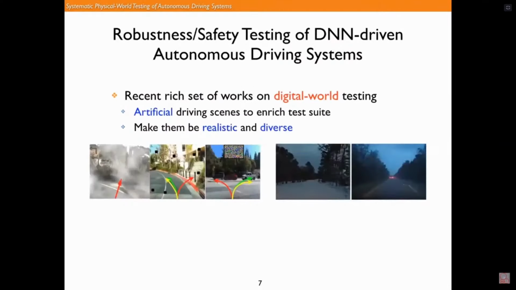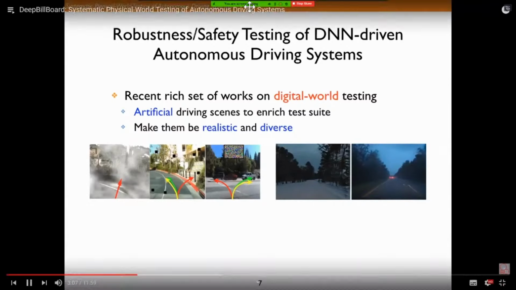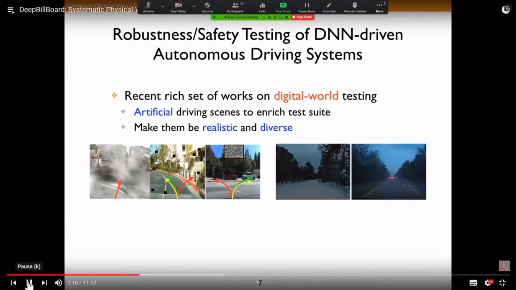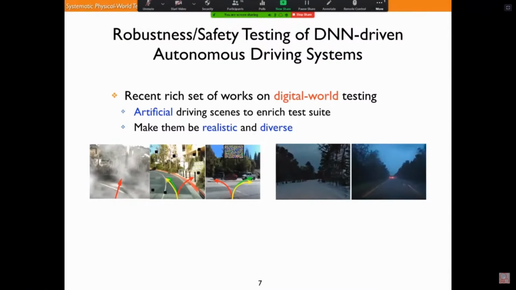And indeed, there has been a recent rich set of works on digital world testing, where we try to generate digital world perturbations and come up with artificial driving scenarios to enrich the test suite. For example, the left three figures shown here are where we generate digital perturbations and then apply them onto different road scenarios, and then try to come up with new driving scenes to see whether the autonomous driving system is robust under such settings or not. And some other recent works are trying to make such test cases more realistic and diverse, like the two figures I showed.